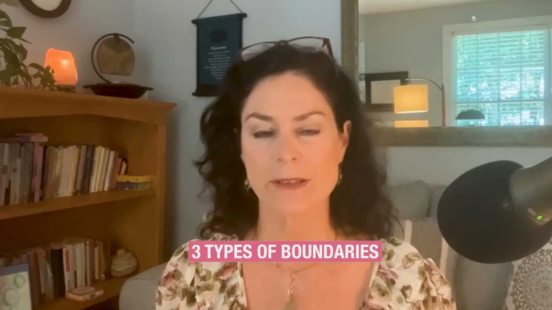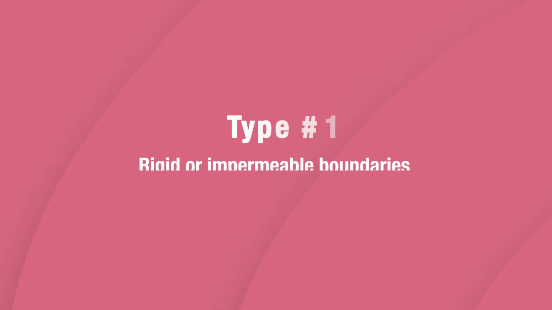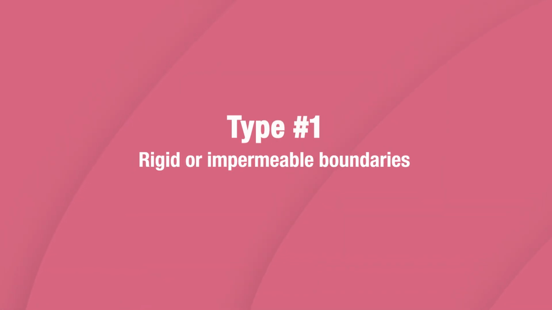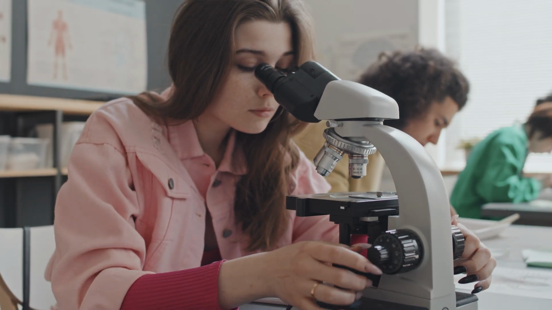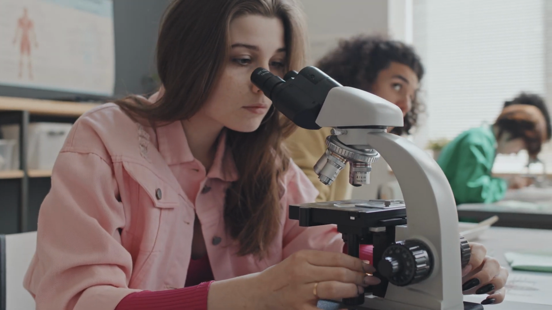Some of these boundaries that we're talking about are not quite so visible. So let me teach you the 3 types of boundaries. We have rigid boundaries. You could also think of another word for that would be impermeable. I don't know if you remember back to biology class and when we talked about cell membranes. And so there are some cell membranes that are impermeable, meaning nothing gets in or out of the cell. Those are the rigid boundaries.